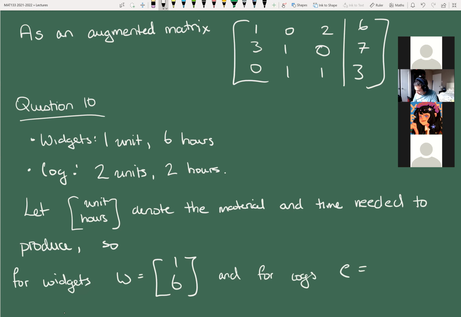And for cogs, we'll get 2, 2. Right? They sound like kids.